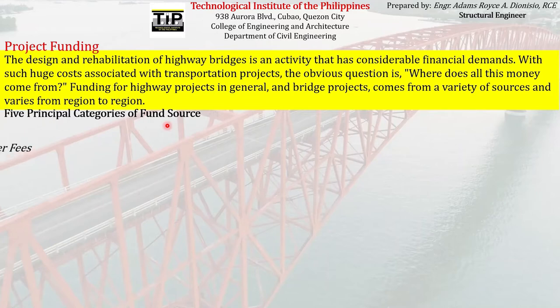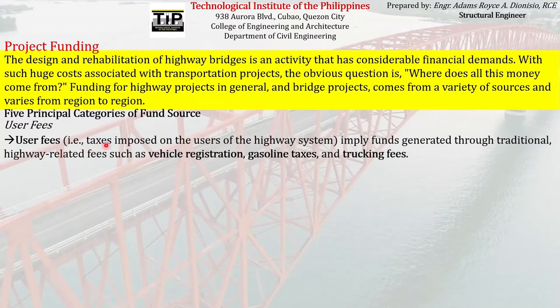And the first one is the user fees. So this is one of the sources of fund of a bridge structure project. User fees are taxes imposed on the users of the highway system, meaning funds generated through traditional highway-related fees such as vehicle registration, gasoline taxes, and trucking fees. So user fees, just like what I've said, are usually one of the sources of fund for a highway bridge project.